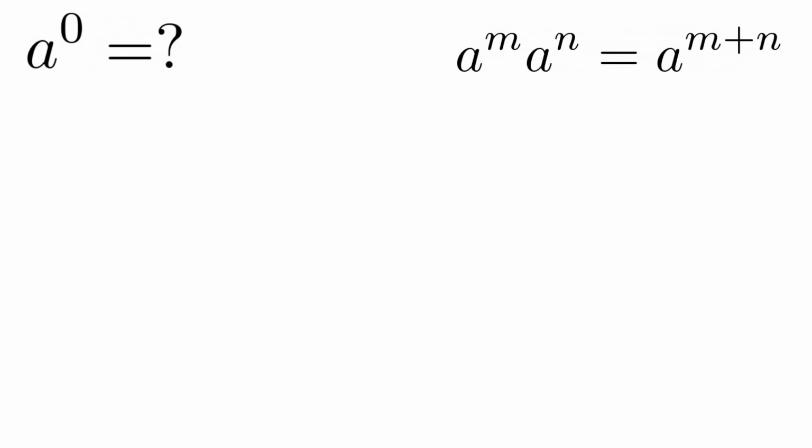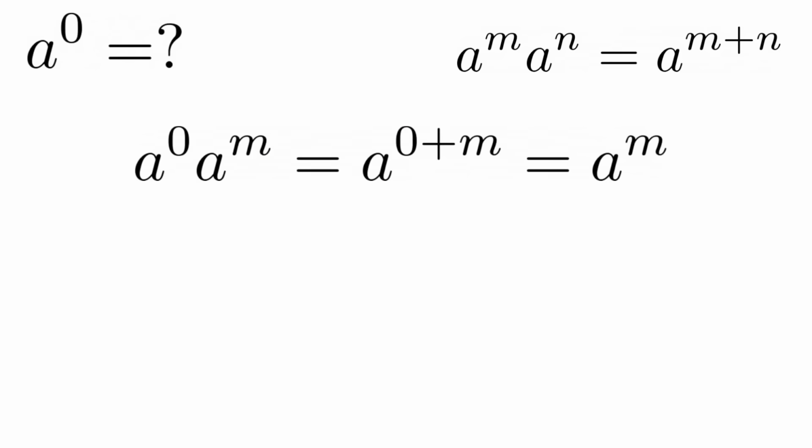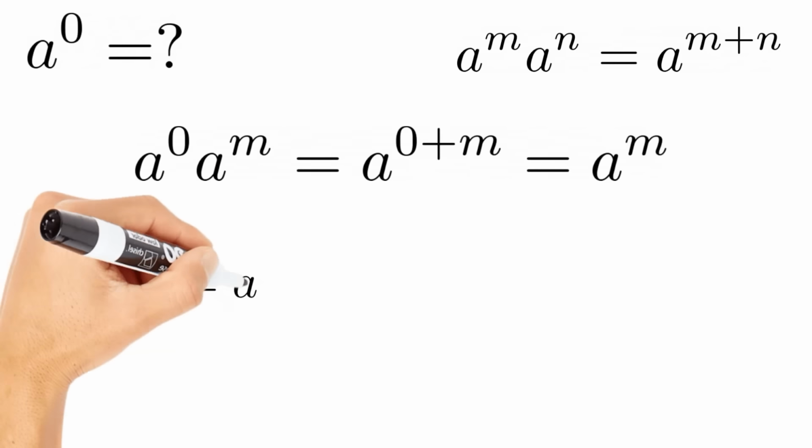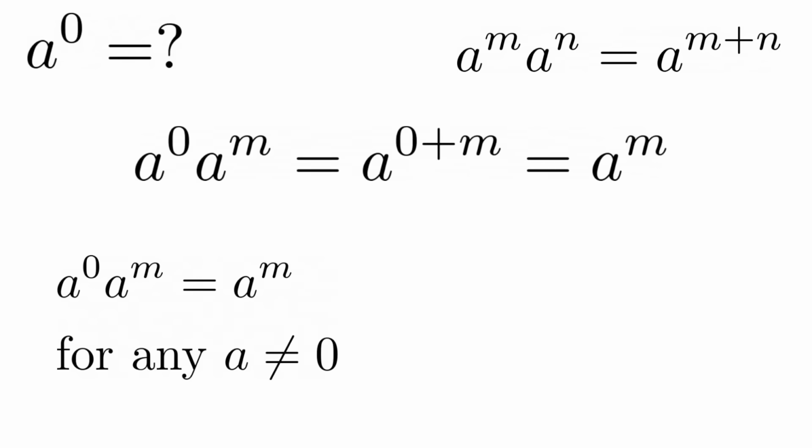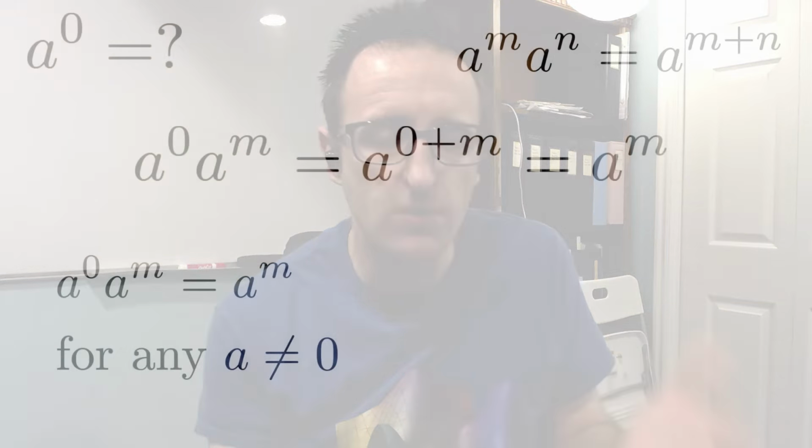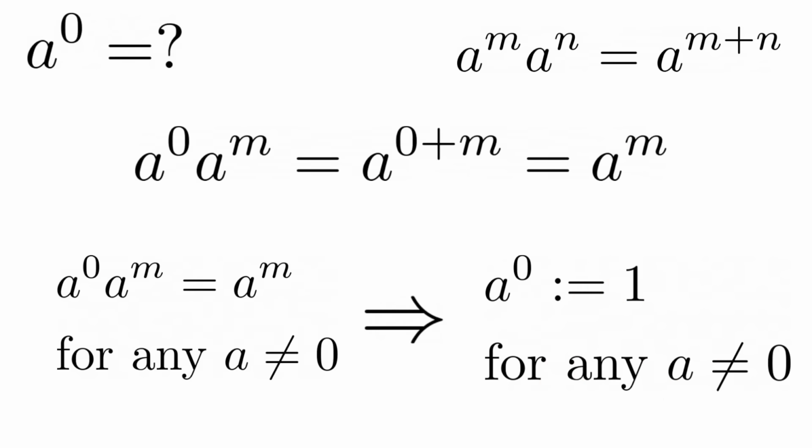So let's say we wanted to extend that to allowing 0 to be an exponent. Well, if we want that rule to be maintained, that a to the m times a to the n is equal to a to the m plus n, then a to the 0 times a to the m has to be equal to a to the 0 plus m, which is just a to the m. So a to the 0 has to be defined as a number that when multiplied by another number produces that other number. And the only number that does this for everything is the number 1. So the only thing that makes sense to define a to the 0 to be is 1.